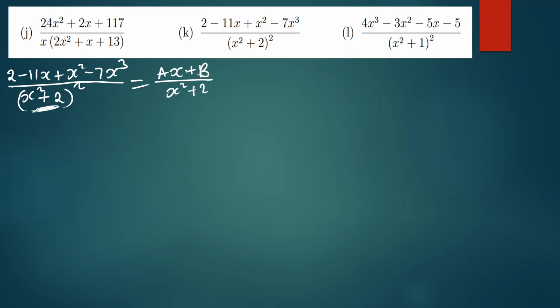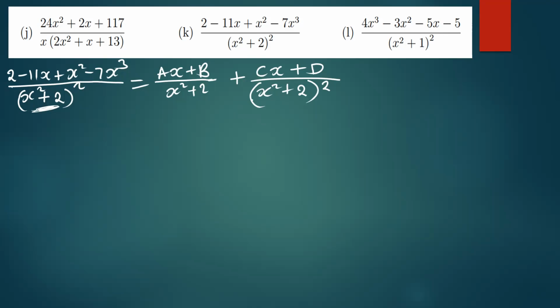So if it's repeating itself, how do we deal with that? So you have a plus there, and then you get your cx, then plus d, then everything over x squared plus 2, raised to the power what? To the power 2. Okay.